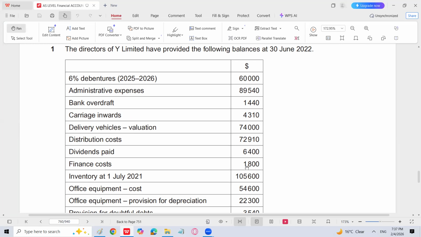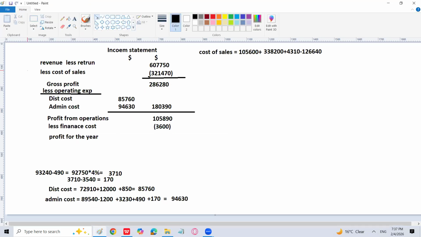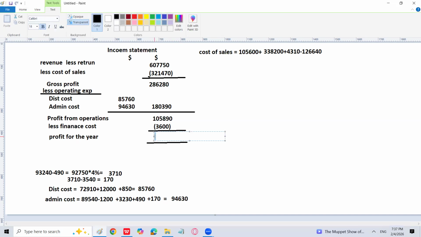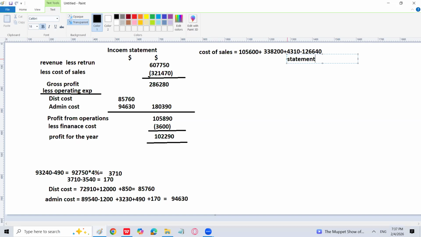In this part you have paid 1,800, so 3,600 you will write in the expenses, but 1,800 will also be written in the current liability section, because you have paid 1,800 and the remaining 1,800 is yet to be paid, so it should be shown as accrued debenture interest payable in the current liability, or in other payables. 102,290 is the profit for the year. You can write it in other payables, or you can write it in current liability also. Whatever you feel good, you can do that.